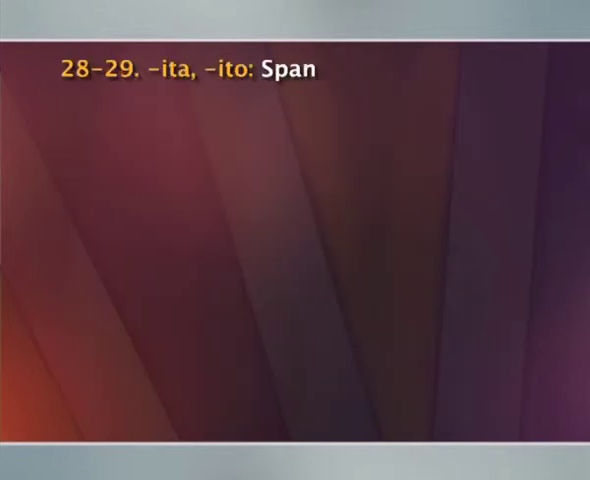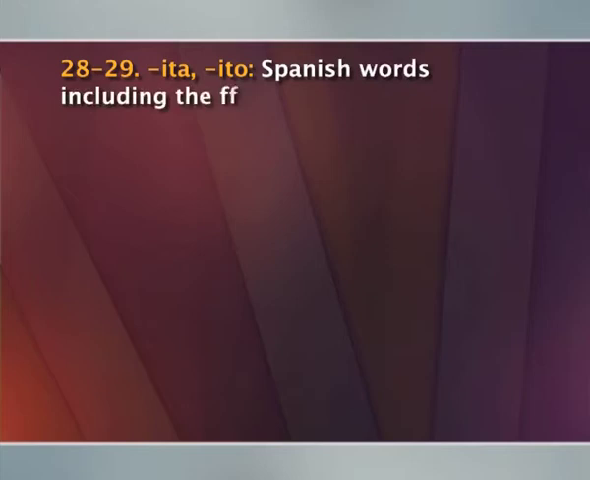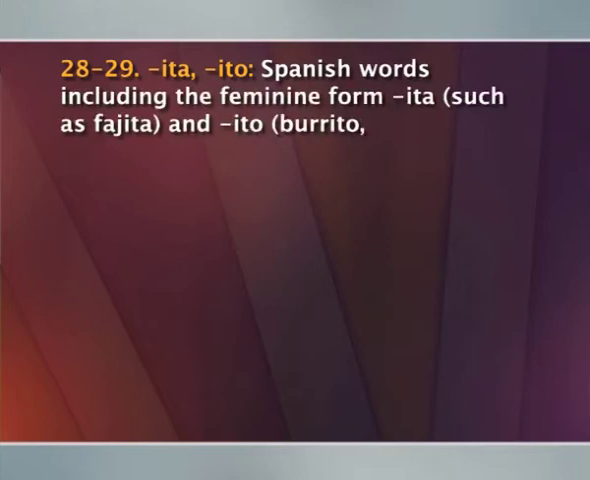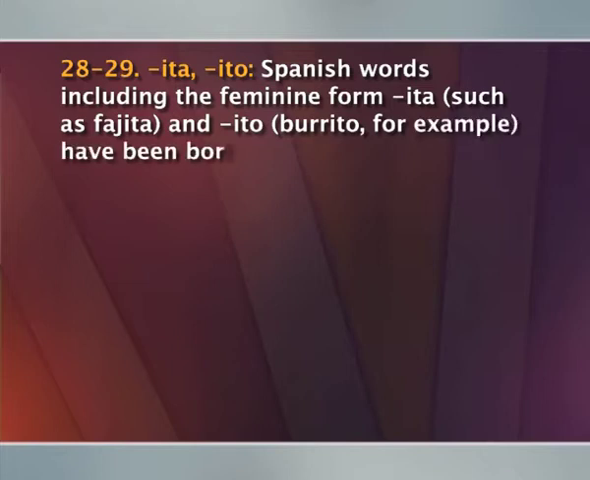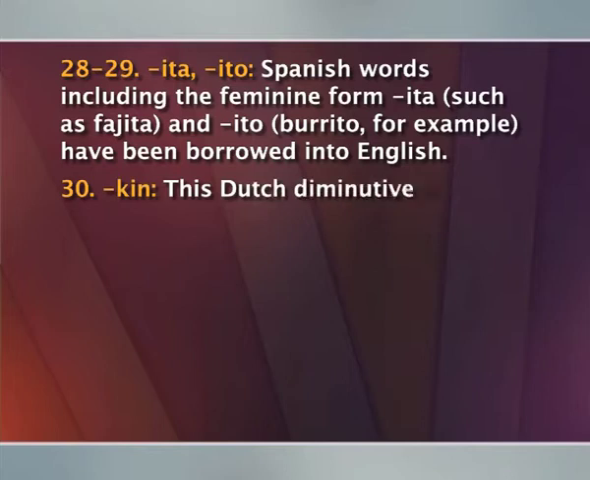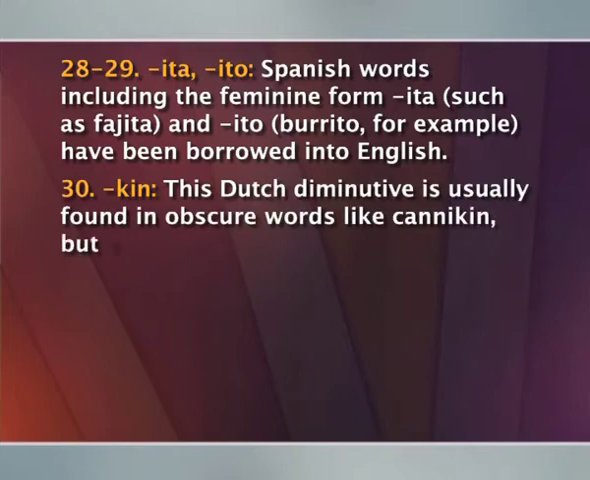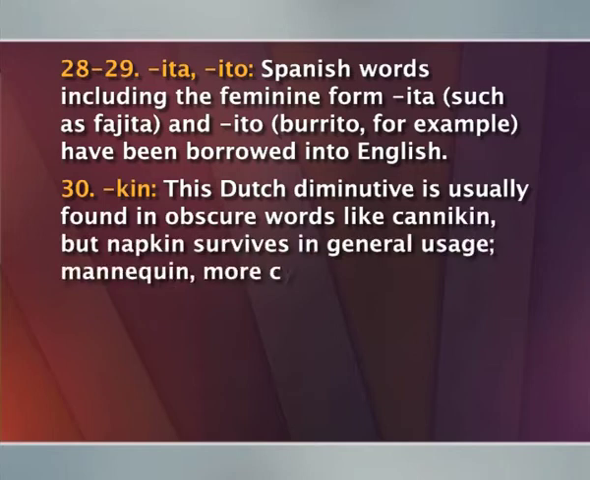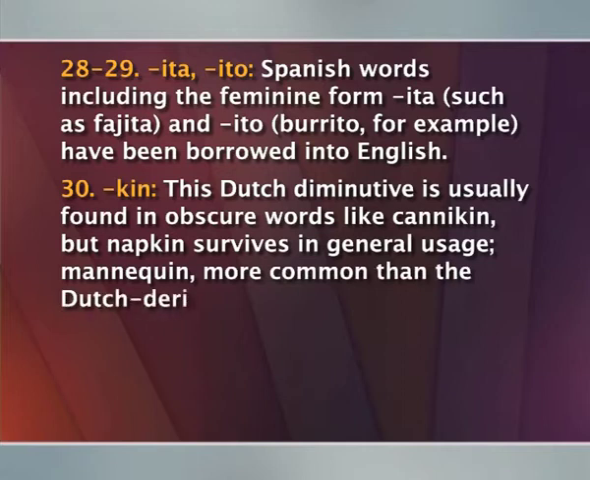28th and 29th, that is ita and ito. Spanish words including the feminine form ita such as fajita and ito, burrito for example, have been borrowed into English. 30th, kin. This Dutch diminutive is usually found in obscure words like cannikin, but napkin survives in general usage.